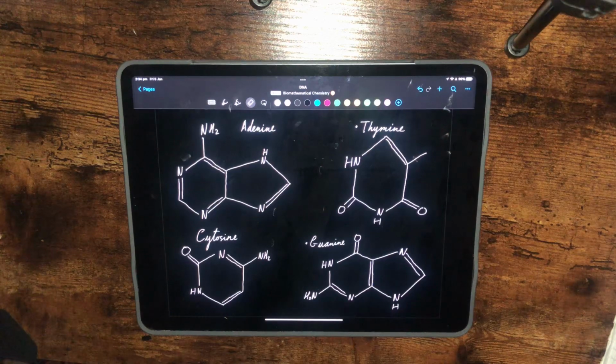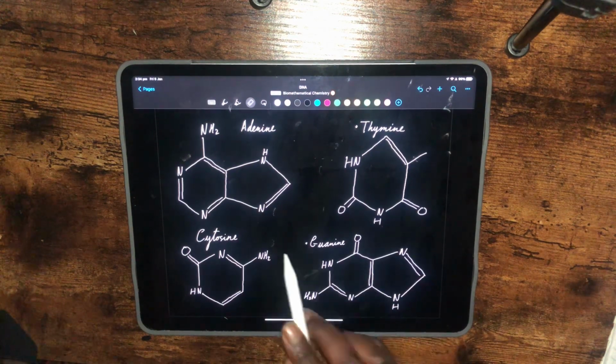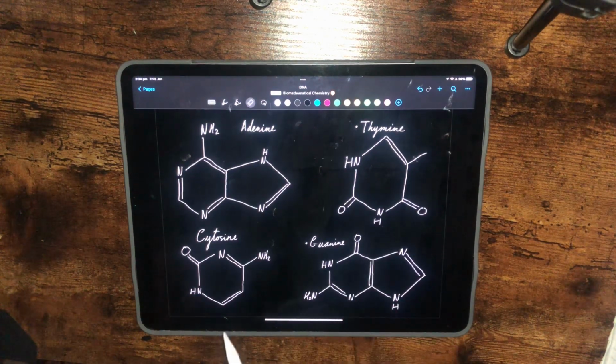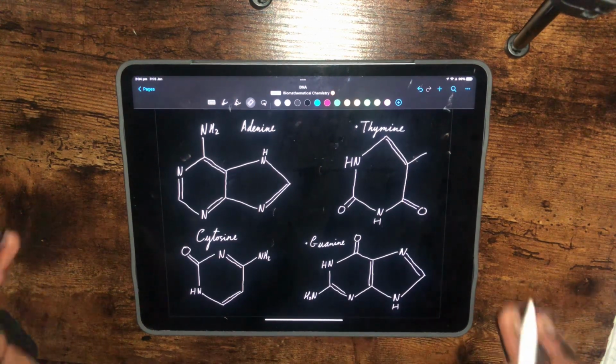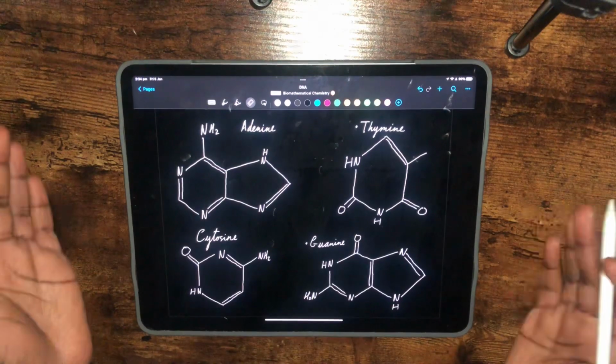If you didn't already know, these nitrogen bases are specifically complementary to one another. So adenine can't bond to guanine, and cytosine can't bond to thymine. Adenine only bonds to thymine, cytosine only bonds to guanine. And the reason for that, I'll show you why, is because they only form a certain number of bonds. There's a reason for that.